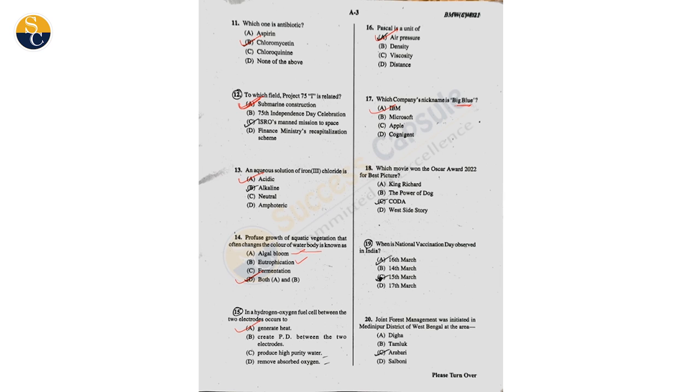Next, which movie won the Oscar 2022 for Best Picture? Answer is C. Next, when is National Vaccination Day observed? National Vaccination Day is observed on March 16th. A is the correct answer, 16th of March, because it was the day on which Government of India started Pulse Polio program in 1995. Next, joint forest management was initiated in Midnapur district of West Bengal. In which area? In Arabari Research Range in 1971. So, C is the correct answer.